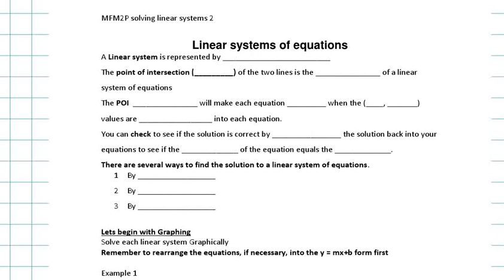So let's define some words, let's do some vocabulary, and let's solve more problems. A linear system is represented by two equations or lines. You can't have a system without having two equations.